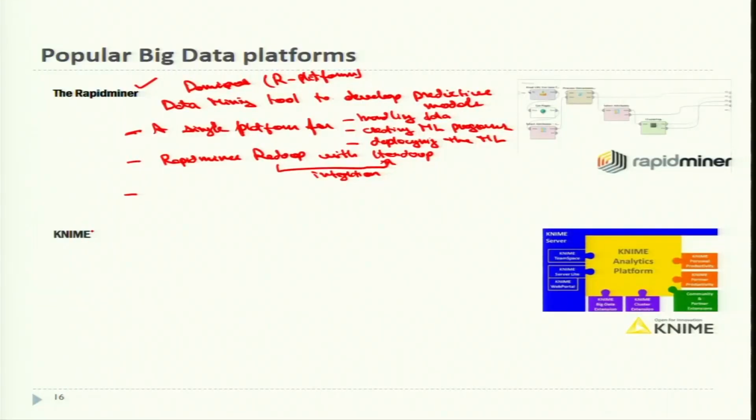Now, KNIME is another platform. KNIME is an open source data analytics platform for data science or data analysis and business intelligence. So, it was developed in Java. It enables users to interactively create views and models, visually create data flows, then execute the analysis steps which are needed.